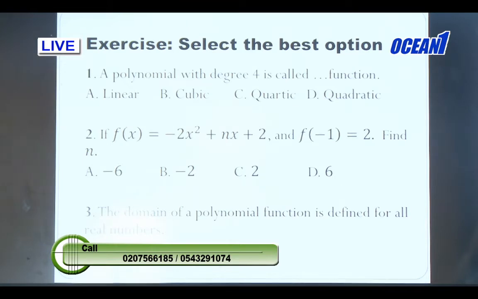The first one is the degree, the polynomial of degree 4 is called what? And if f of x is equal to 2 minus 2.